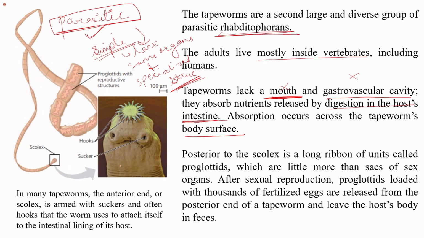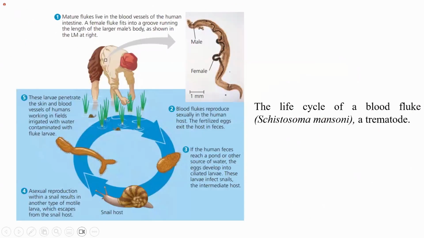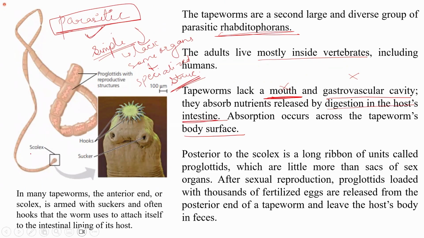So in many tapeworms, this is the anterior end, and this is the posterior end. The anterior end is the scolex. In many tapeworms, the scolex is armed with suckers. They have suckers because obviously they do not have to perform digestion. They only have to absorb the nutrients, and for that, they have suckers. And often they have hooks that the worm uses to attach itself to the intestinal lining of the host.